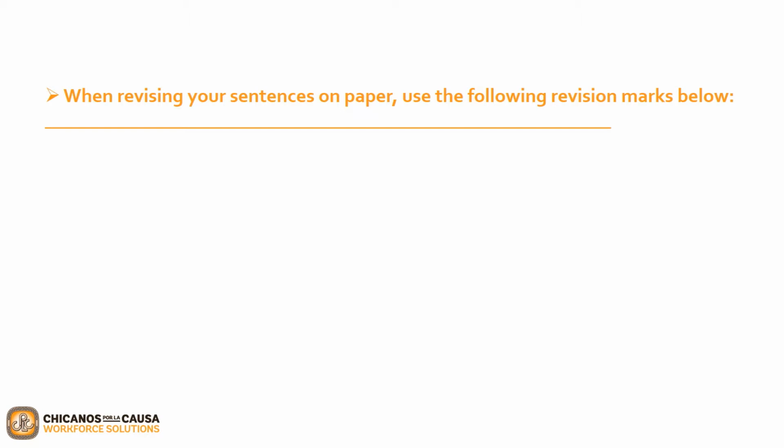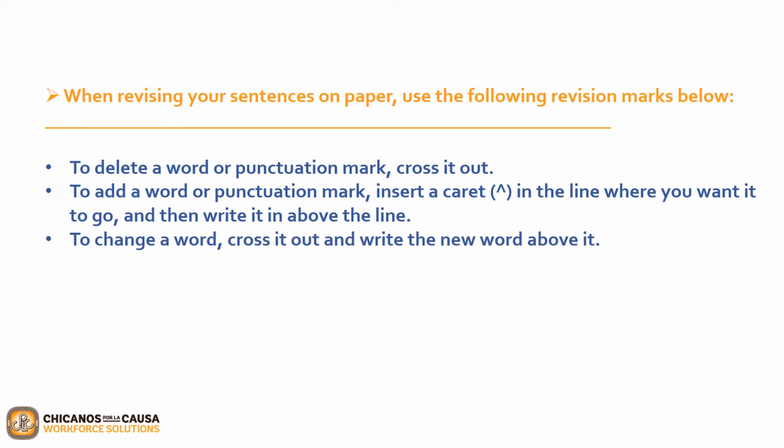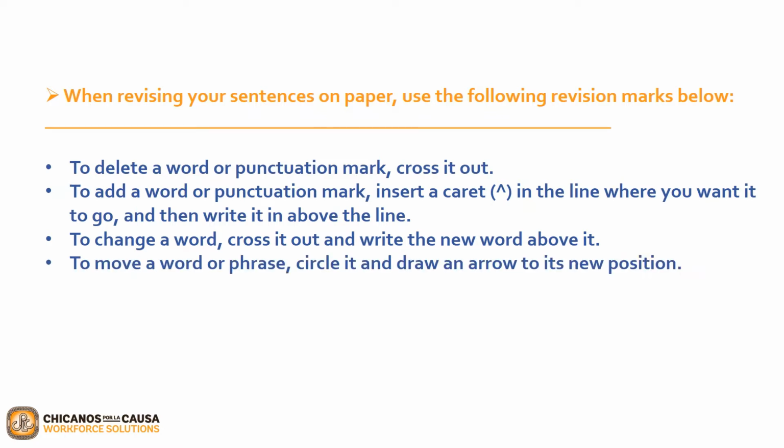When revising your sentences on paper, use the following revision marks below. To delete a word or punctuation mark, cross it out. To add a word or punctuation mark, insert a caret in the line where you want it to go and then write it above the line. To change your word, cross it out and write the new word above it. To move a word or phrase, circle it and draw an arrow to its new position. To capitalize a letter, draw 3 lines under it.